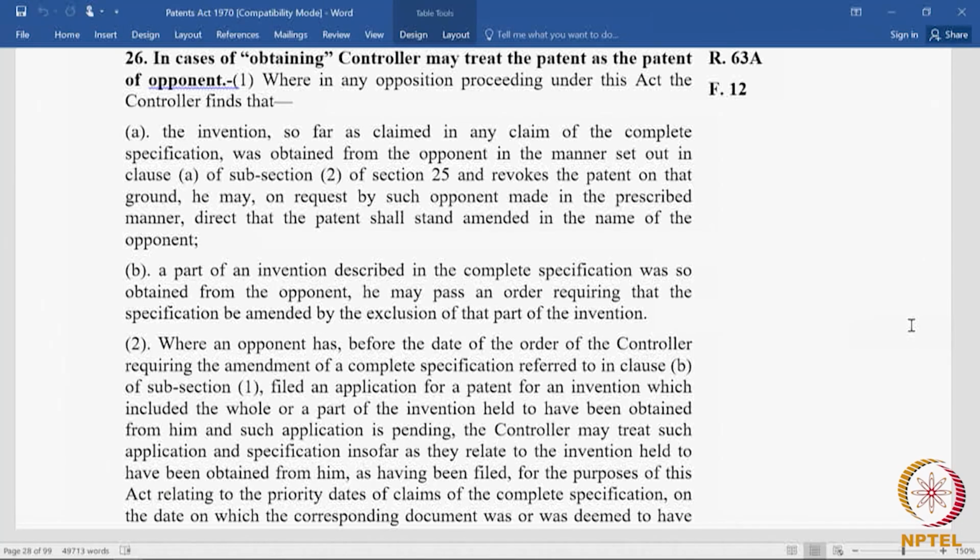So, this is yet another distinction between pre-grant and post-grant opposition. In post-grant opposition, an opponent can actually become the patentee. In pre-grant, it is not possible.